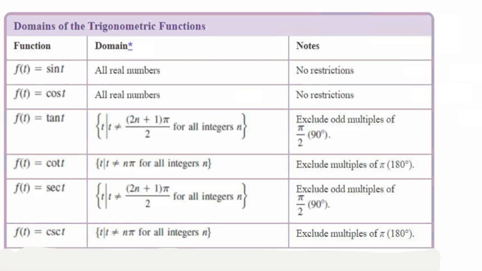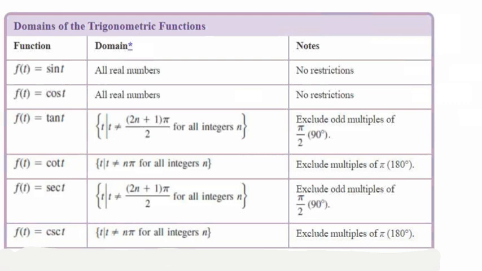In this video, we're going to be talking about domains of trigonometric functions and then using those to help us evaluate trigonometric functions. So here we have our 6 trig functions: sine, cosine, tangent, cotangent, secant, and cosecant. Notice that the domains for sine and cosine are all real numbers, so they don't have any restrictions.